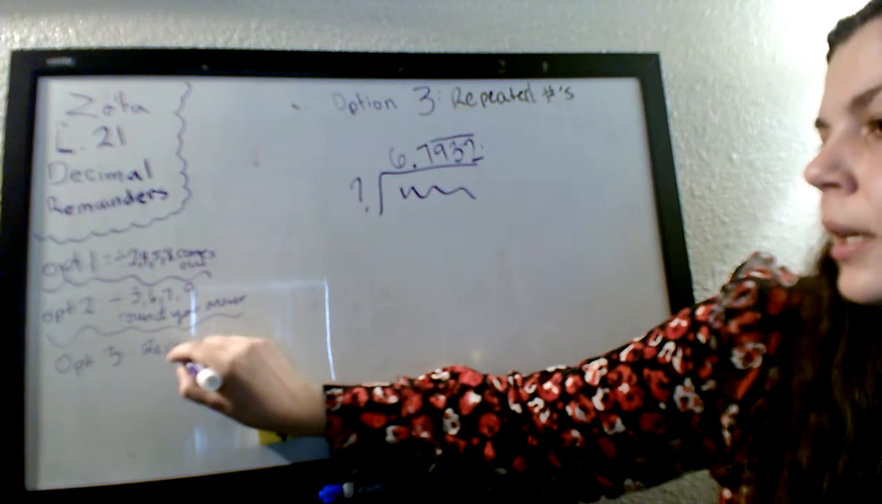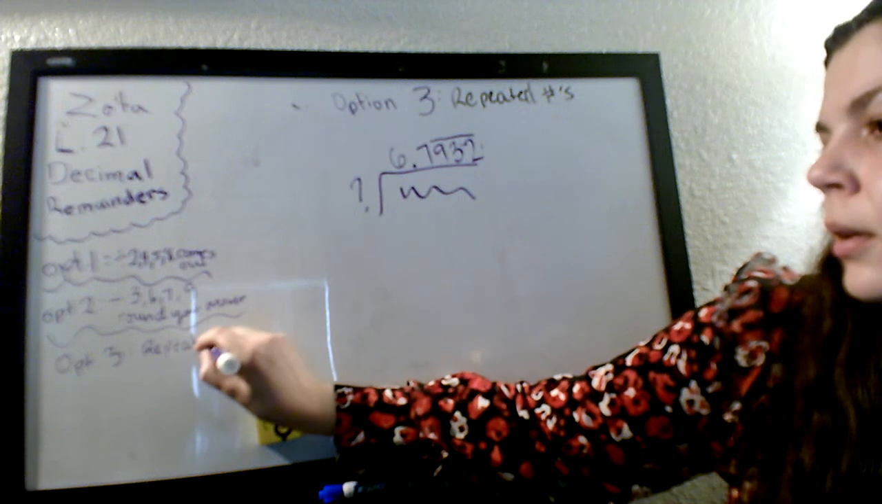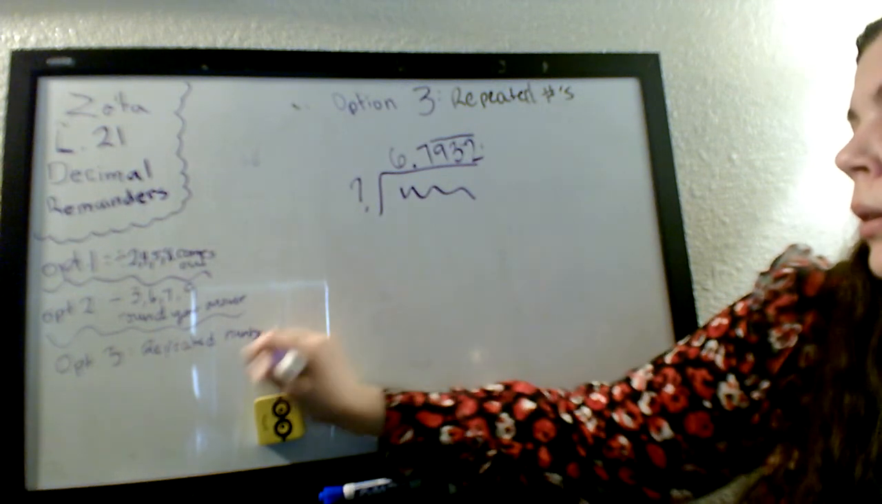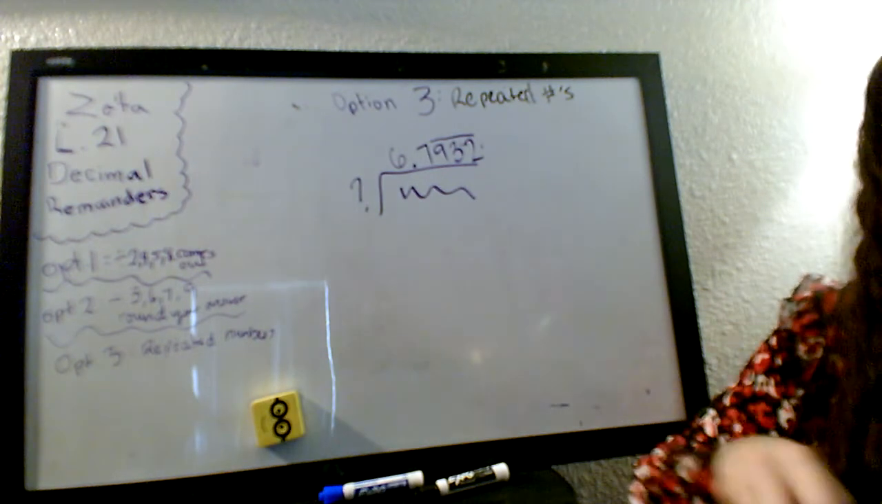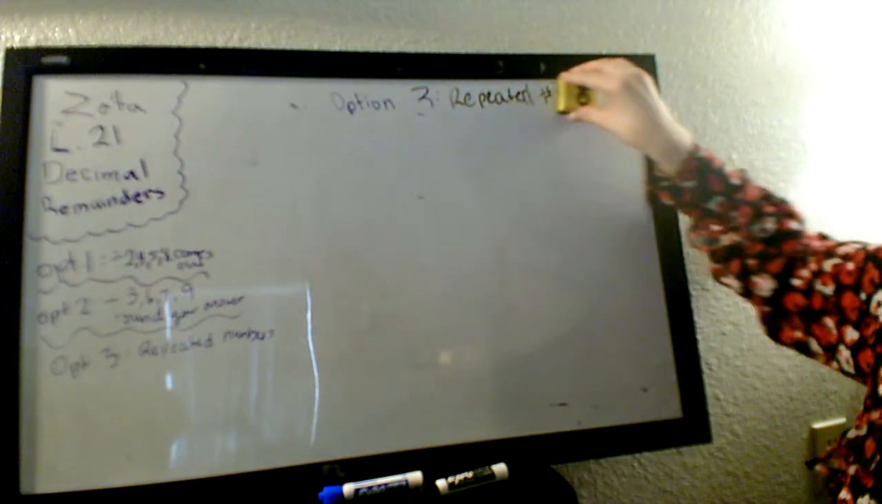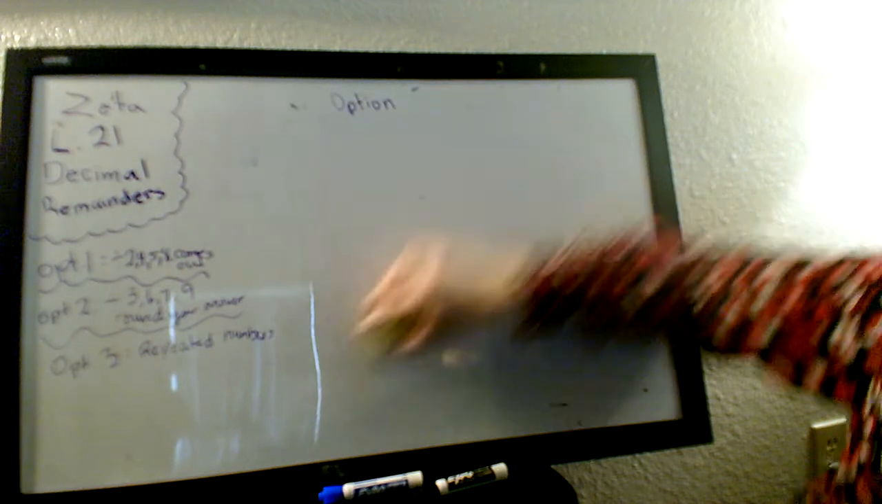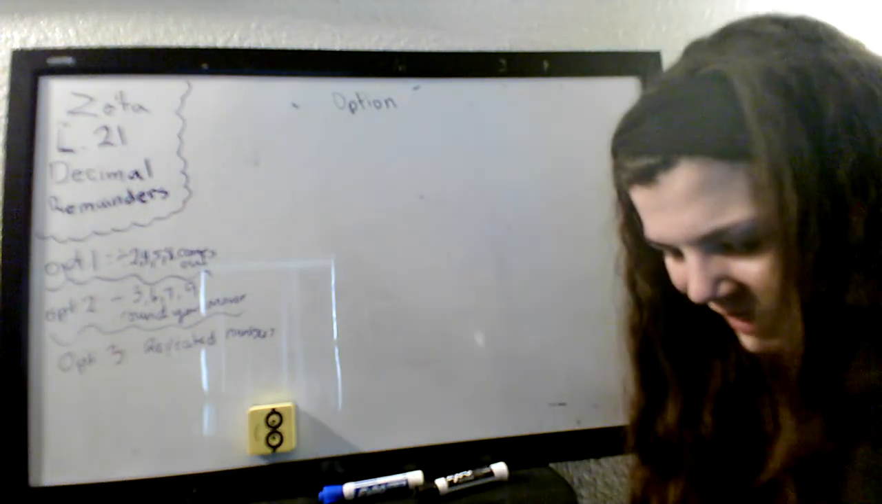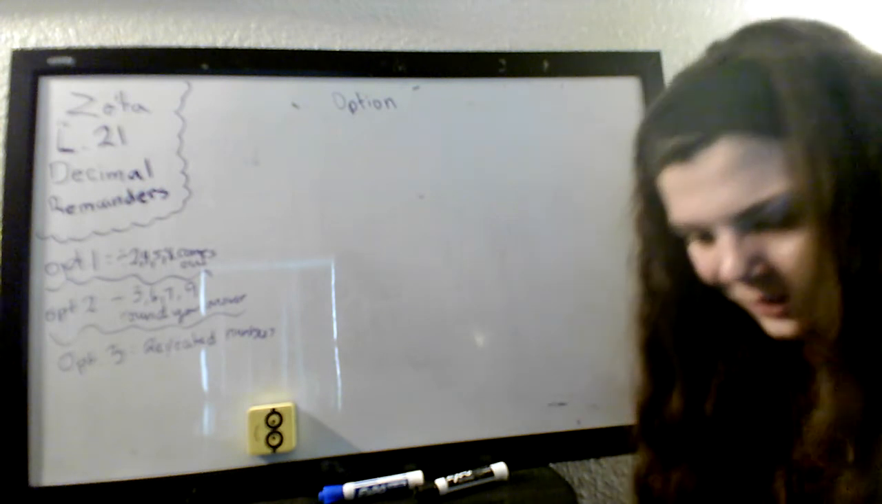Alright, repeated numbers. Okay. Alright. Last one. Option 4. We've made it. We're on the last one. Alright. Option 4.